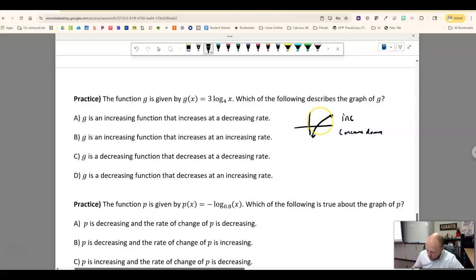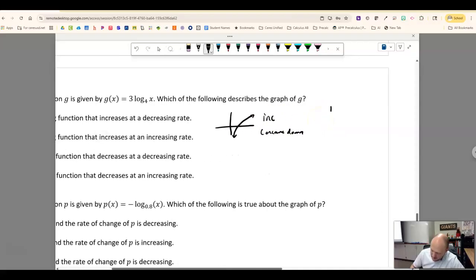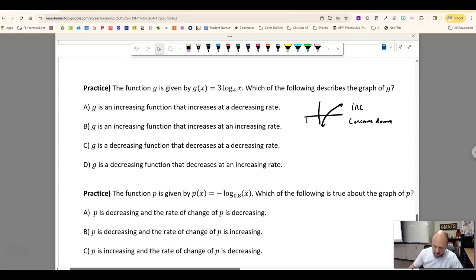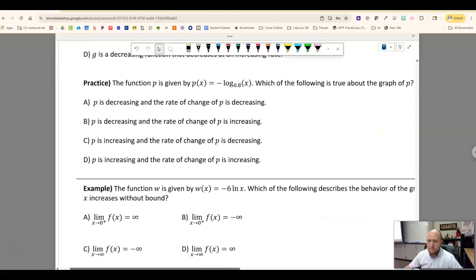down. So again, what does this mean for rate of change? Because sometimes they define these in terms of rate of change. Your rate of change is positive, and here your rate of change is decreasing. So it's increasing at a decreasing rate. And so I believe our answer here is going to be A. Okay? All right. Next. Practice 1. Go ahead, pause the video, try this example.